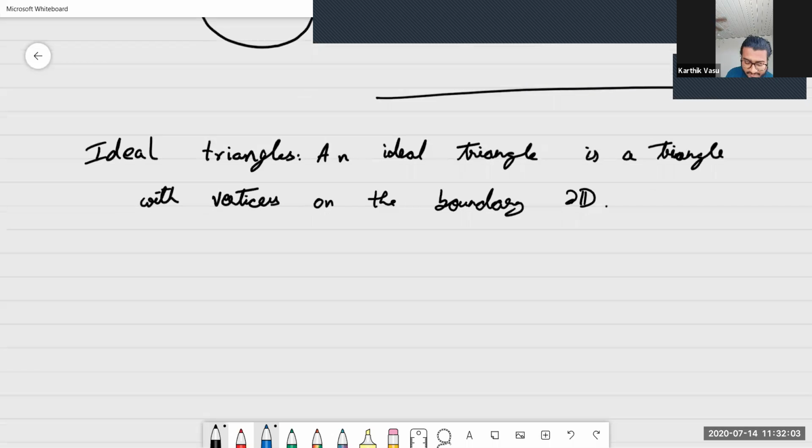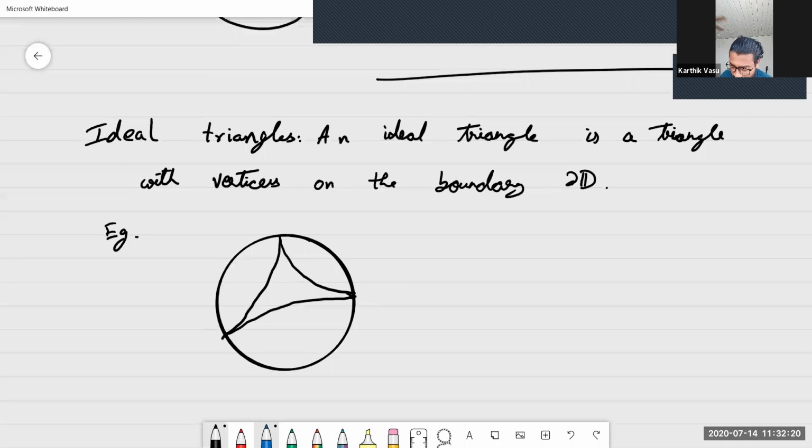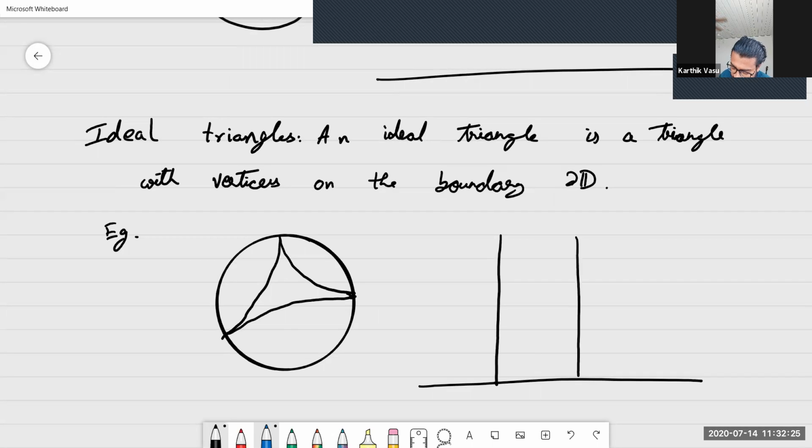Okay, so ideal triangles will be triangles which seem to have vertices on the boundary. So those will be something like this. Okay, this is in the disk. In the upper half space, you'll have things like this. So these two go up and meet at infinity. So this is still a triangle.